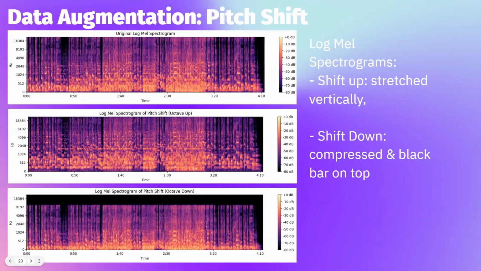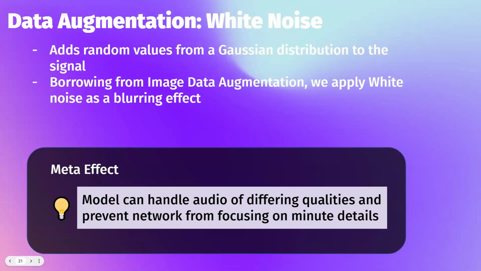Here are the spectrograms. These are interesting because pitch shifting up makes the original spectrogram stretched vertically, while pitching down will compress the spectrogram. And we see a black bar across the top of the shift down, primarily because most spectrograms actually only look at the melodies or the treble of the audio instead of the bass. So shifting down, we're looking at frequencies that don't exist on the spectrogram.